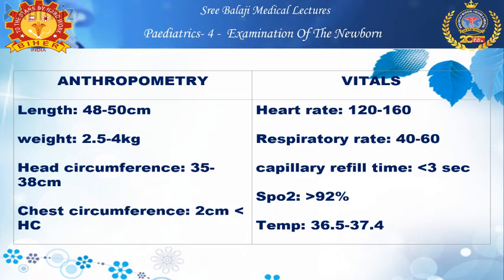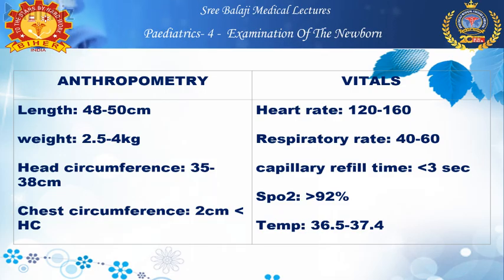Now we will go on to the vitals. In vitals, you have to record the heart rate, respiratory rate, capillary refill time and the SpO2. Heart rate is 120 to 160 per minute. This you have to record by auscultation. Respiratory rate is 40 to 60 per minute. Here you have to record the respiratory rate by palpation. Capillary refill time is less than 3 seconds. This records the perfusion of the baby.